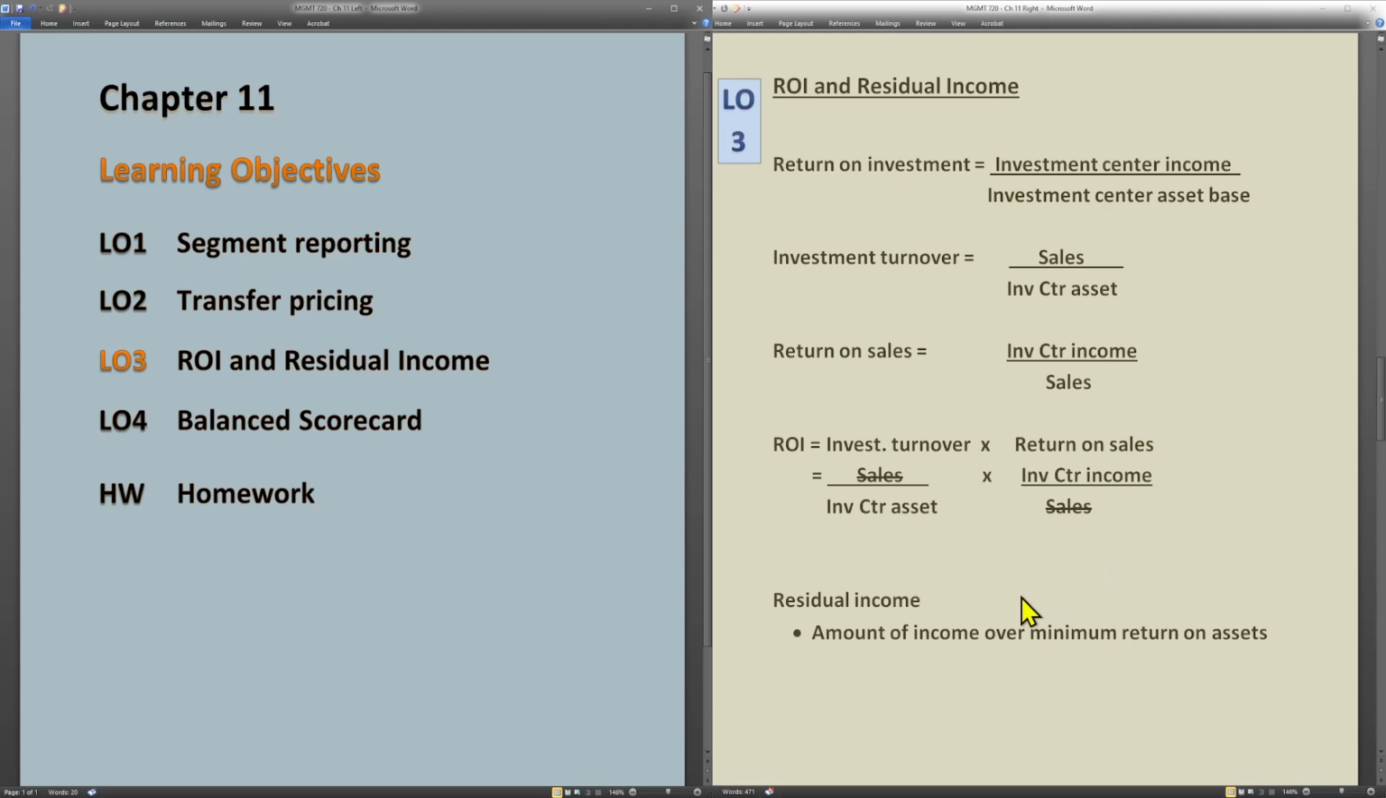So if you have 10 million in assets and the expected return is 15%, well, then you need to have generated income of at least 1.5 million, and whatever is over that is called residual income. In other words, that's the amount of income that you take away having satisfied the required return.